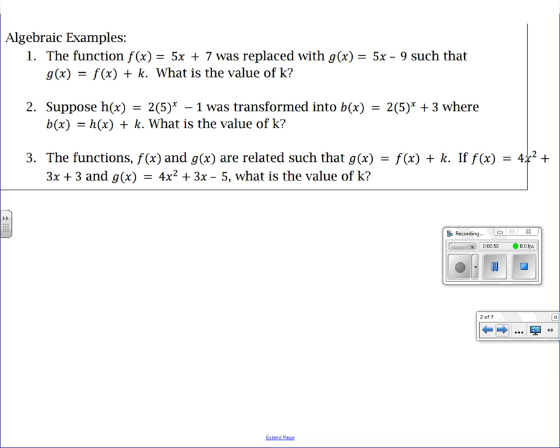So, number one, you have f of x is 5x plus 7, and you have g of x is 5x minus 9. All right, and they're telling you that g of x has had a k added to it. What is the value of k? All right, so don't make this, it looks complicated, but it's not. This is your old one. Write that, please. This is your old one, and this is your new one.